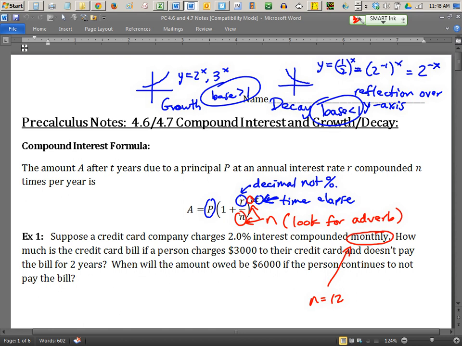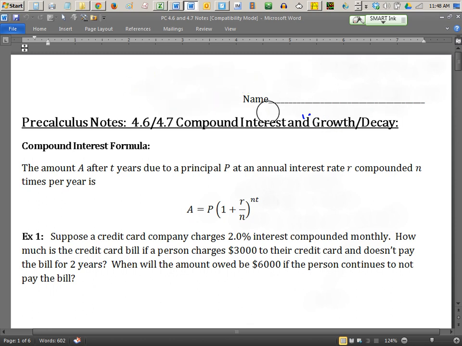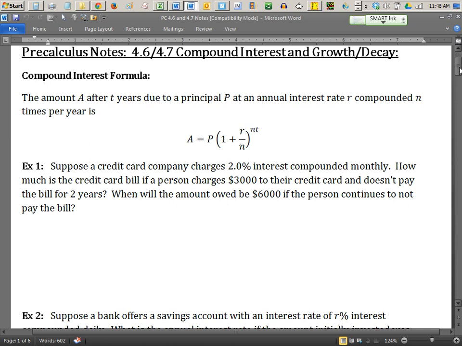It's actually more about borrowing money. It looks like somebody spent $3,000 on their credit card and didn't pay their bill for 2 years. Okay? So let's see what happened here. So this is the growth of somebody's debt, you could say. It's pretty simple. We know that we started with a $3,000 debt. We know that this particular bank charges a 2% interest. You need to write that as 0.02. That's really important. Do not write 2 here. The compounding is monthly, so you're supposed to use a 12 for N. And the number of years is 2 years.